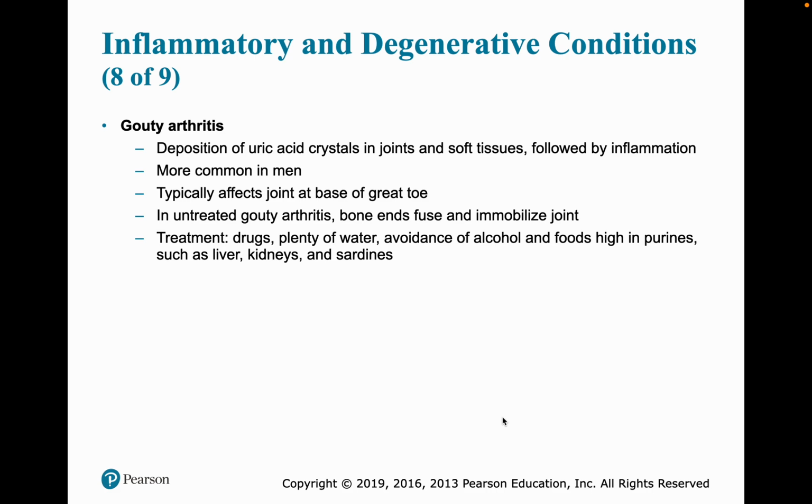Gouty arthritis results from uric acid crystals being deposited in joints and soft tissues, which leads to inflammation. This one is more common in men. It typically affects the joint at the base of the great toe. Eventually, in untreated gouty arthritis, the bone ends fuse and immobilize the joints. There are some treatments for this. There are drugs that cut down on uric acid. Drinking lots of water and avoiding alcohol and foods high in purines is recommended for people who have gout. Gout is actually commonly caused by a genetic mutation so that you don't break down uric acid correctly.